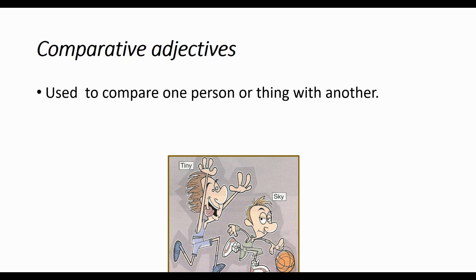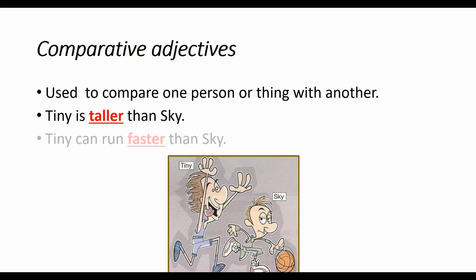Okay, so for example, in this slide, I have a picture of two boys. One boy is called Tiny and the other is called Sky. I can say Tiny, this boy over here, is taller than Sky. I can also say Tiny can run faster than Sky. Take note that the comparative adjectives are highlighted in red for you.